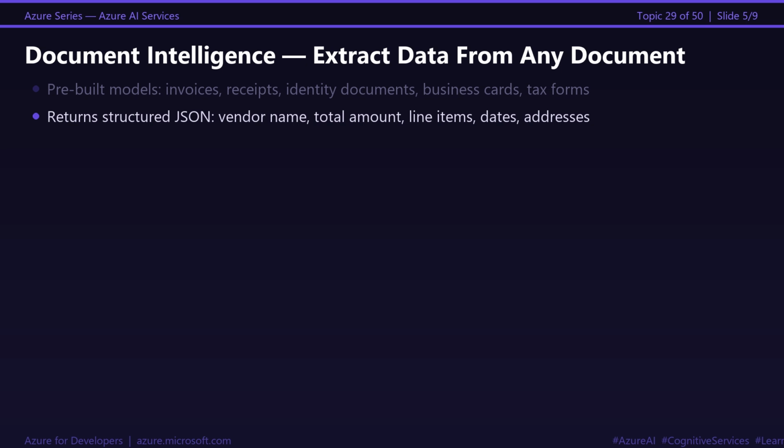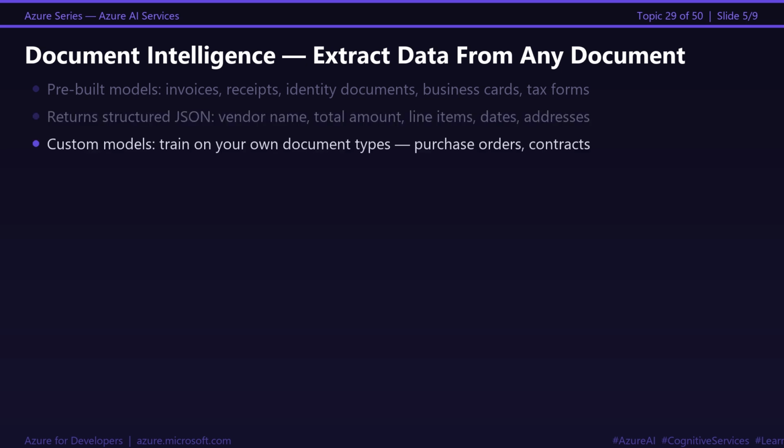No template setup. No field mapping. The model understands the document type. The accounts payable use case is the most common. Thousands of invoices arrive by email every month. Document Intelligence processes each one, extracts all fields. Data goes directly into your ERP system. No human data entry. Near zero errors.